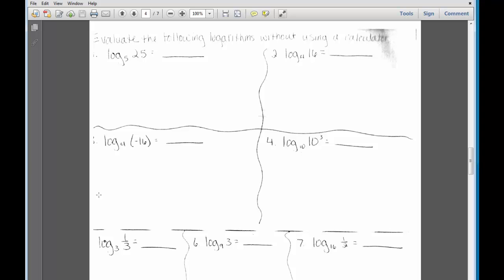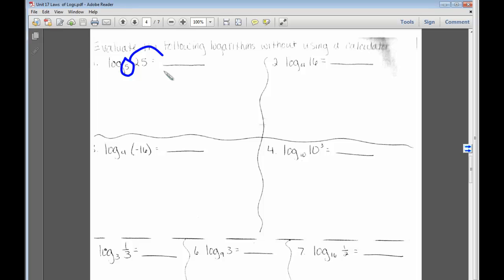Turn the flap over, and we have directions to evaluate the following logarithms without using a calculator. This is really easy. We first rewrite the expression. 5 to some power equals 25. I'm going to put an X here because that's what we're used to, something that's unknown. What do we raise 5 to get the 25? And the answer is 2.